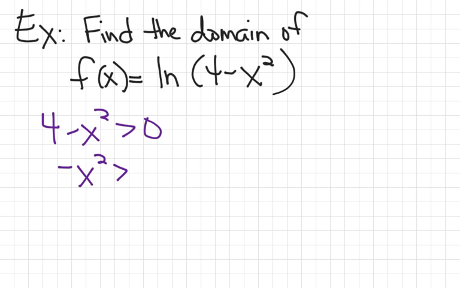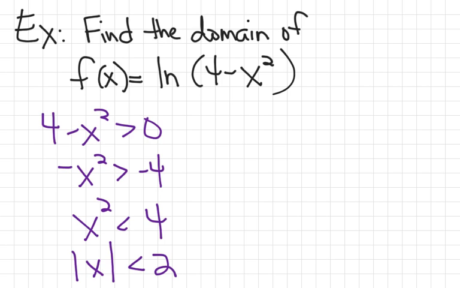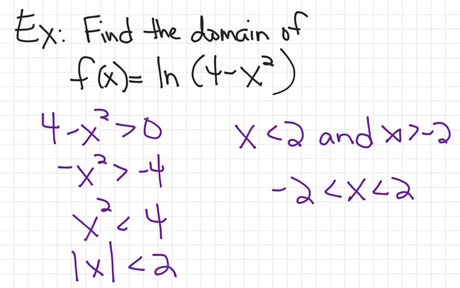If you go about solving this for x, you end up with the absolute value of x is less than 2. Because remember, we can't have negatives, so x can't be negative 2. Well, the absolute value of x is less than 2. There is a little formula for solving an absolute value inequality. It's that x has to be less than 2 and x has to be greater than negative 2. So it's really just this inequality.